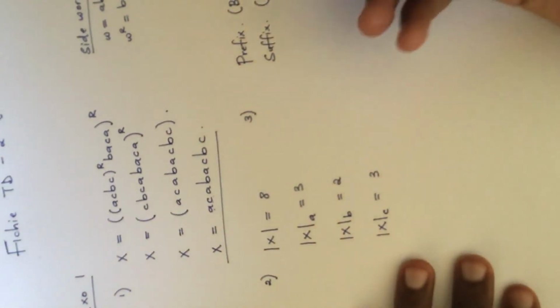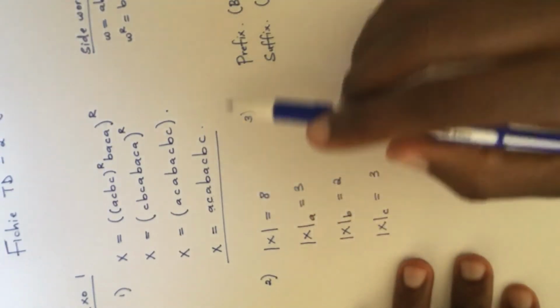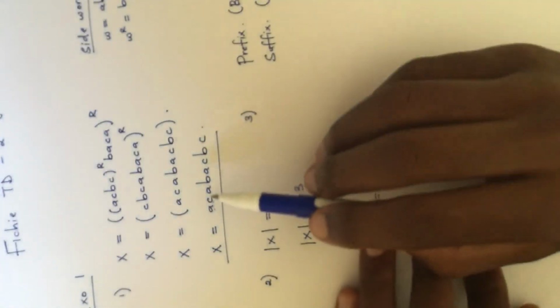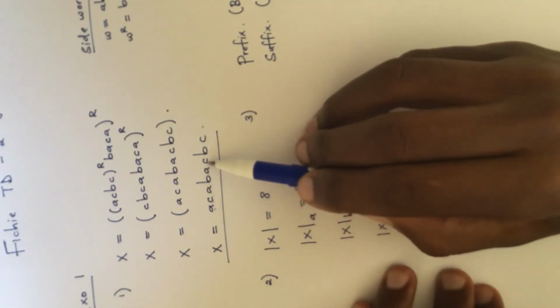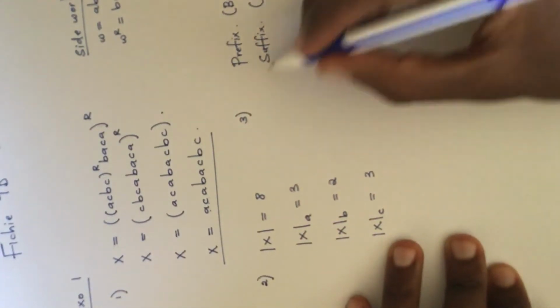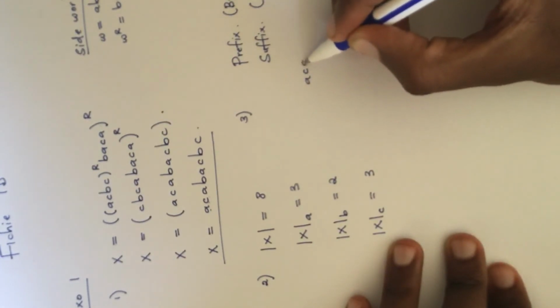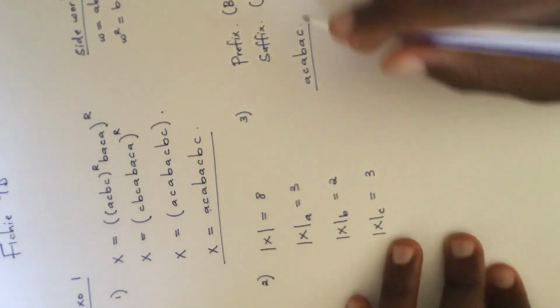Now since they're asking me for the prefix that contains at least 2 C's, I'm going to count. Once I find 2 C's, I stop. So I'm going to count from here. This is the first C, not C, not C, not C. So I get a C. Now there are 2 C's, which means that the part of the string x that contains 2 C's is going to be A, C, A, B, A, C. So it is this one.